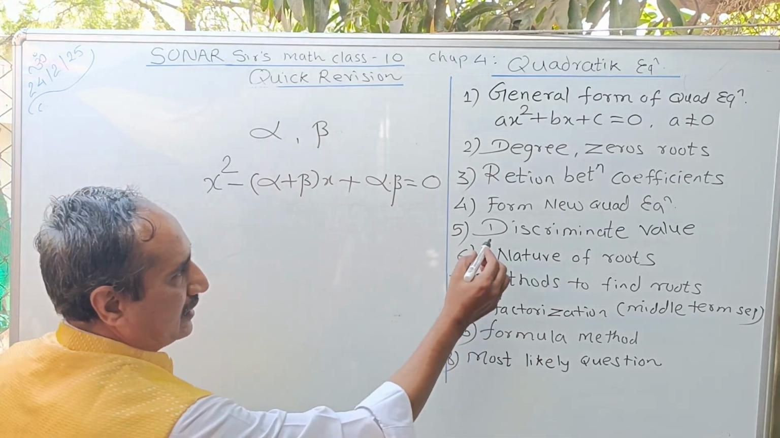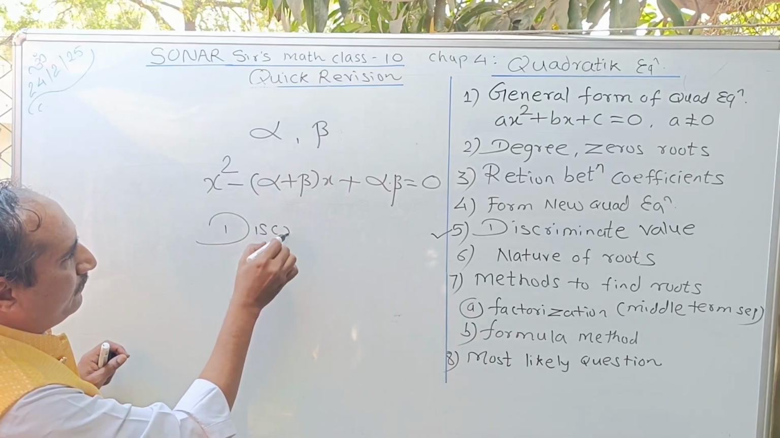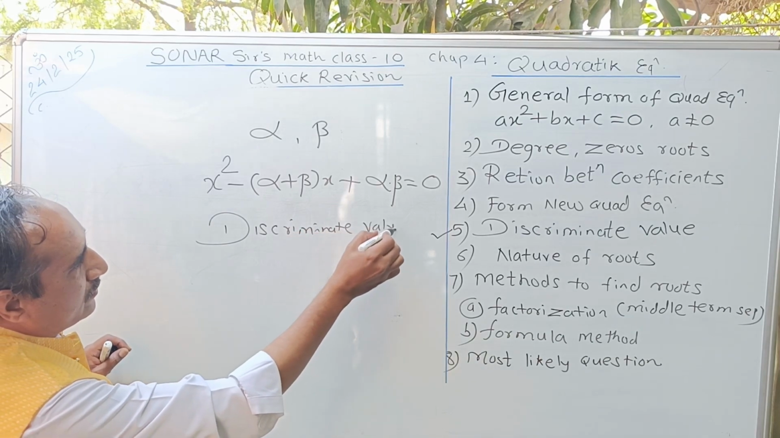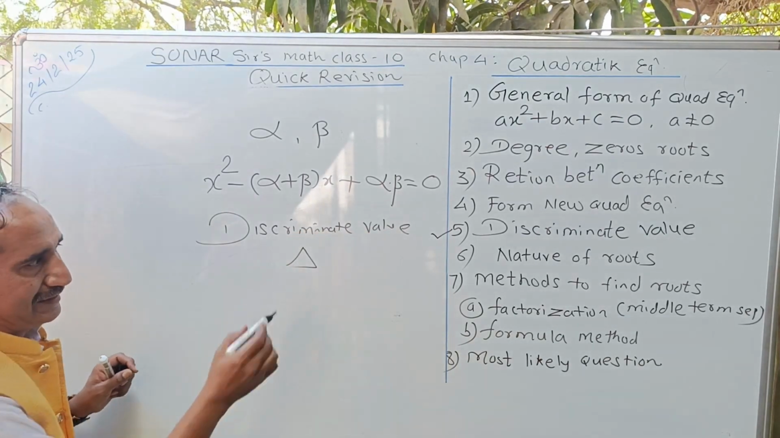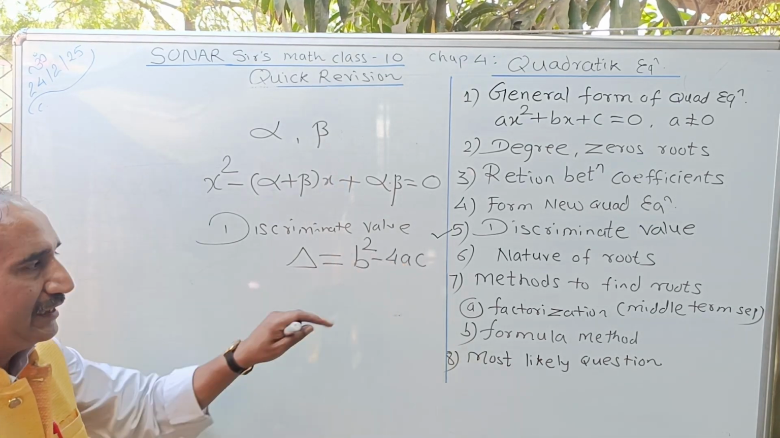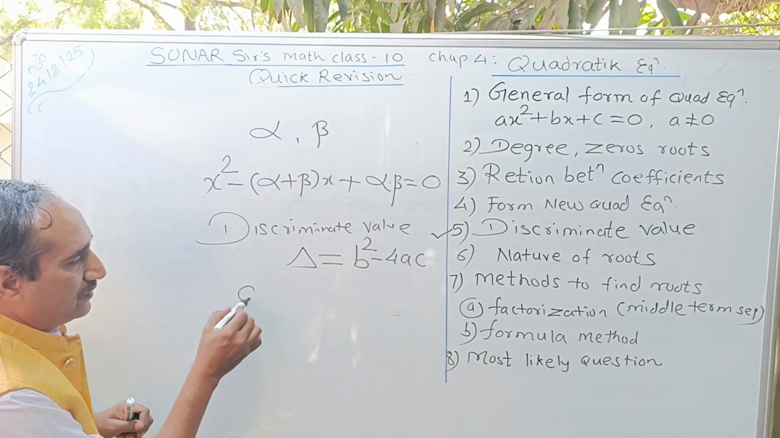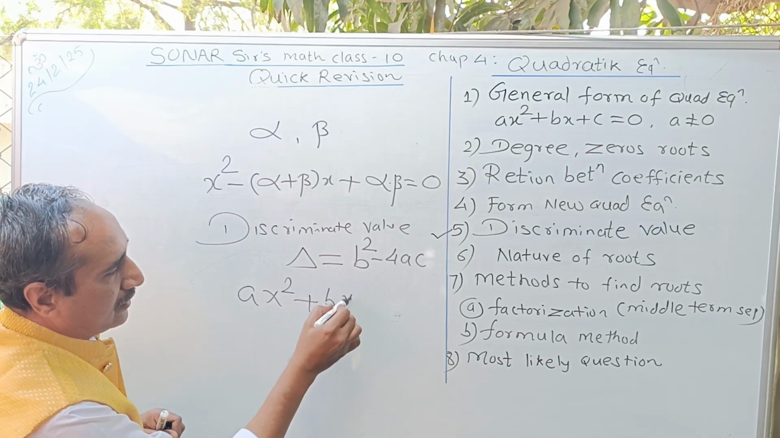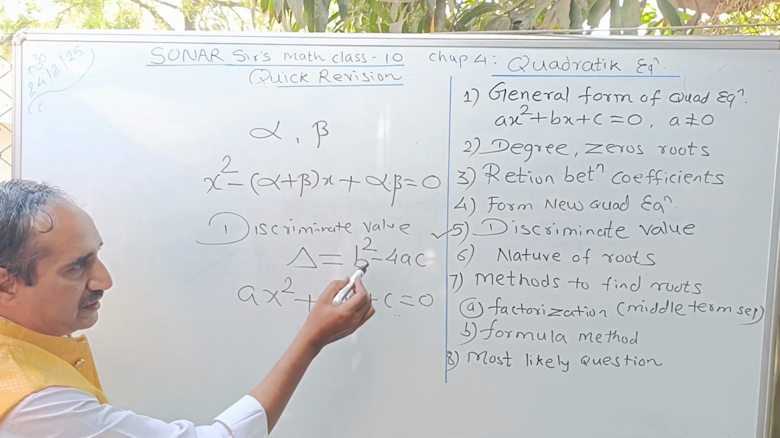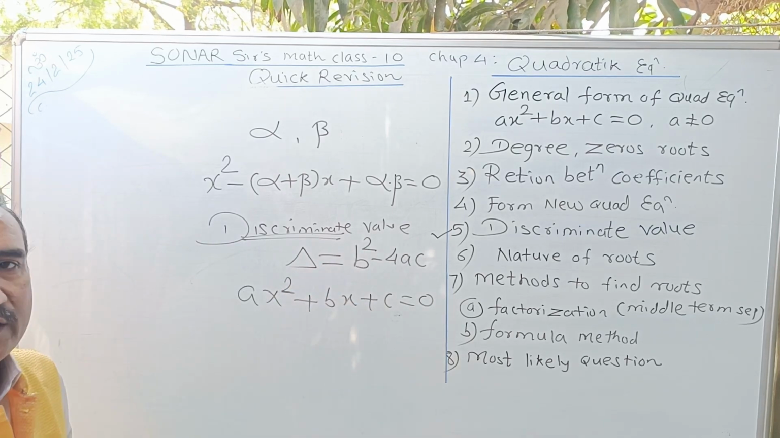The next term is discriminant value. What is the discriminant value? Discriminant value is also called delta, and it is denoted by b square minus 4ac. Again it is related with the coefficients of x square, x and the constant term. So if this is a quadratic equation, ax square plus bx plus c equals to 0, then b square minus 4ac is called discriminant value of a quadratic equation.